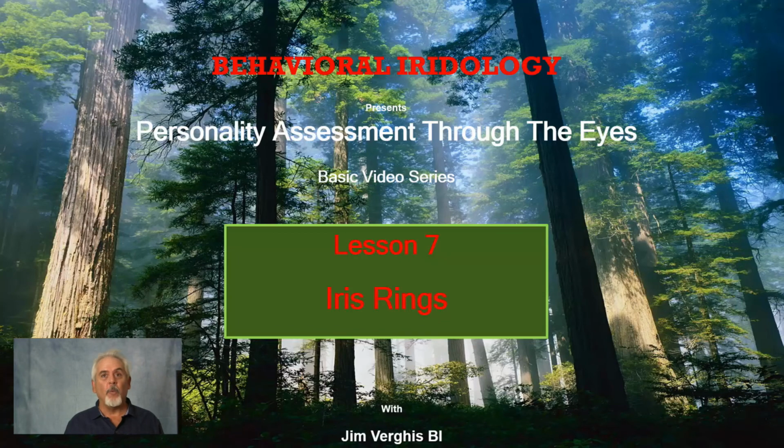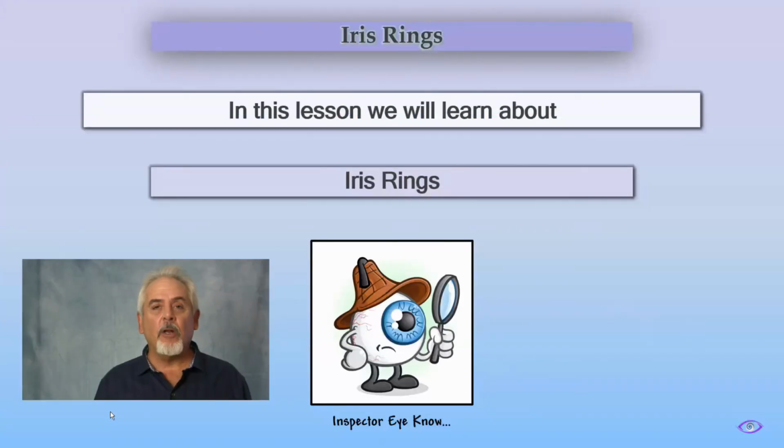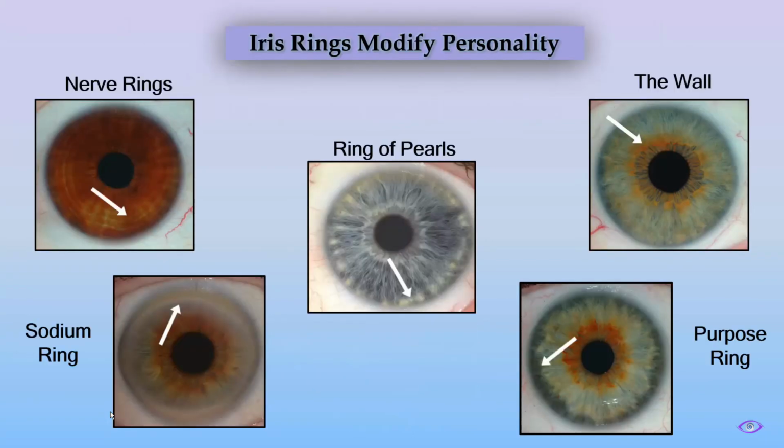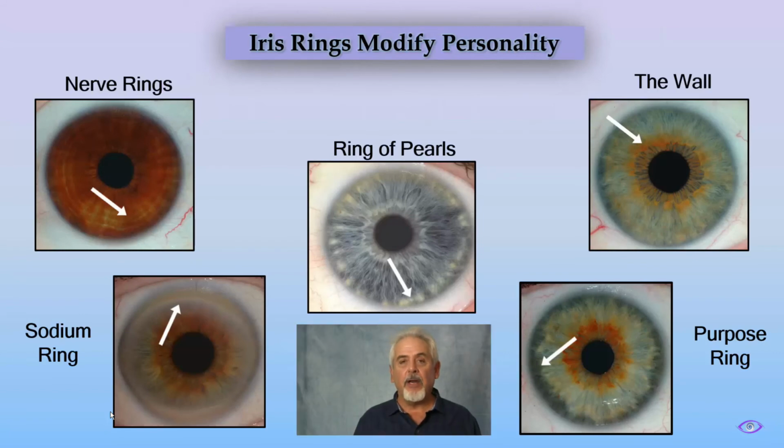Lesson 7, iris rings. Let's go. In this lesson, we're going to learn about the iris rings. And the inspector's here to help. All right, there's 5 rings we're going to look at: nerve ring, sodium ring, ring of pearls, the wall, and the purpose ring.